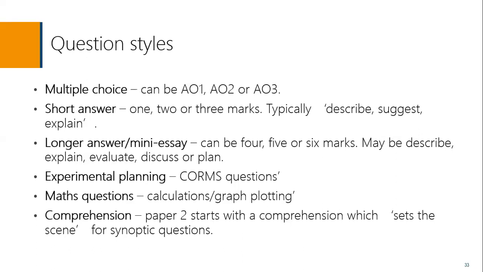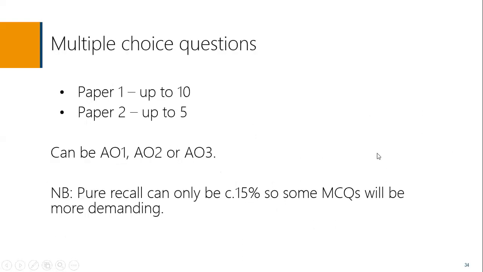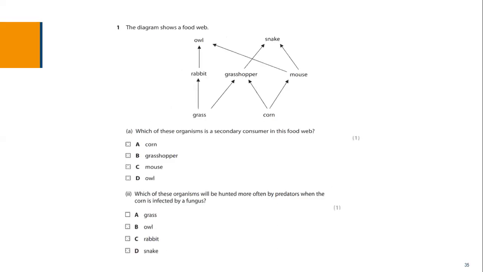Paper two has a comprehension which sets the scene for synoptic questions which test across the topics, and we'll look at one of those later. So paper one has up to 10 multiple choice questions. Paper two has up to 5. The maximum number of marks for pure recall is only about 15%. And obviously, that will be in other questions as well as the multiple choice. So some multiple choice questions will be more demanding.